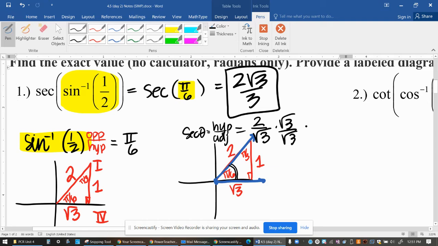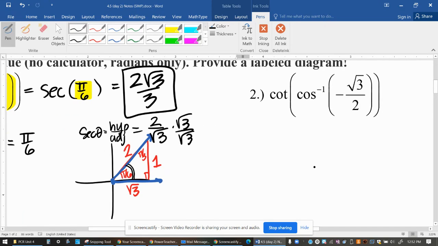Okay, remember you can rewind or pause the video at any time if you need to look at and listen to the explanation again. All right, as I look at number 2, I'm going to work from the inside out. So the first thing that I need to do is notice that they're asking me what angle, because I see inverse, right? What angle has a cosine of negative root 3 over 2?